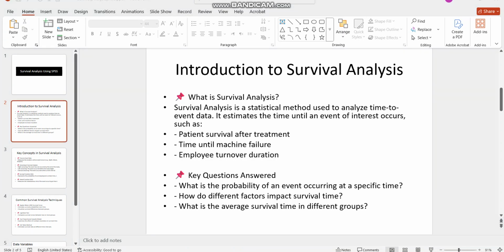Key questions answered here. The probability of an event occurring at a specific time. For example, after 5 months, and for each treatment, what is the survival rate of each? We will see this in details in the exercise. What are the different factors impacting survival time? And what is the average survival times between different groups or different treatments?